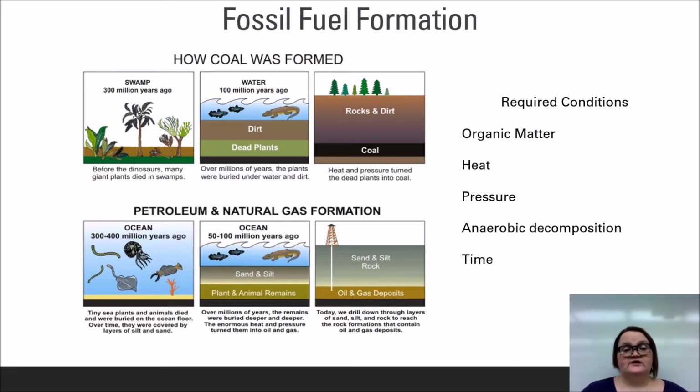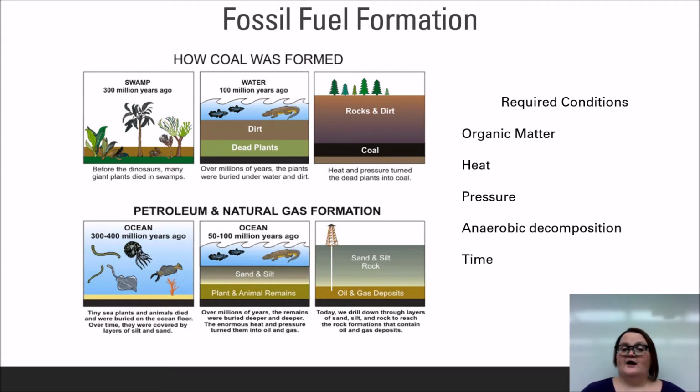One of the major differences in the formation of coal and petroleum and natural gas is the condition of the early environment. Coal was formed primarily from the remnants of ancient swamps and bogs. Over time, the swamps were covered over with dirt, increasing the heat and the pressure. Organisms trapped within them underwent anaerobic respiration and decomposed the material. After enough time with enough pressure, coal began to form.